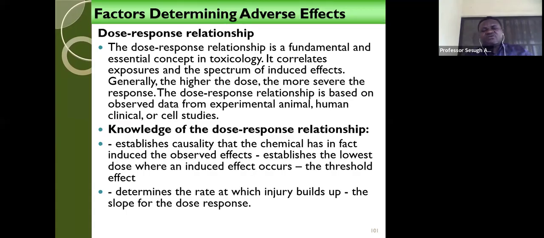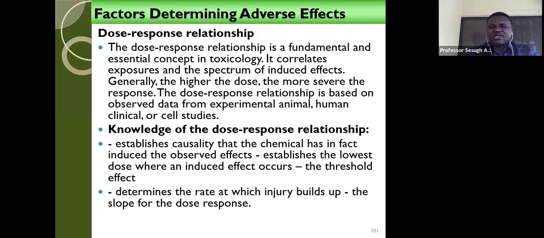Okay? And then you move to maybe 5 milligrams per liter. You administer 5 milligrams per liter. When you administered 5 milligrams per liter, how much of the diabetes was recorded? When you do that up to 5 different levels, you plot the values together, and then you get a graph. So that graph will give you a number of information that we are going to look at shortly. So you do this through experiment. Okay, knowledge of the dose-response relationship.